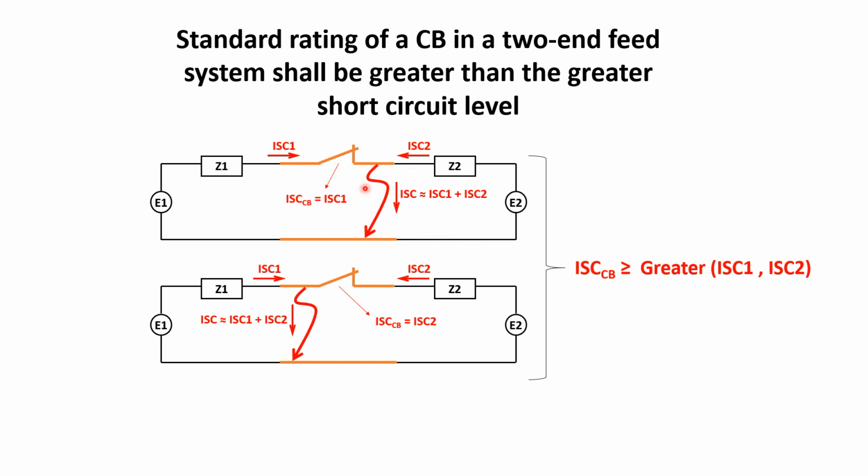The circuit breaker normally only sees one of them. It cannot see both of them. The short circuit here is 60 kA, but it sees either 35 or 25. It cannot see both. So the minimum requirement in circuit breaker sizing is to be greater than the short circuit level of one side, which is the greatest.